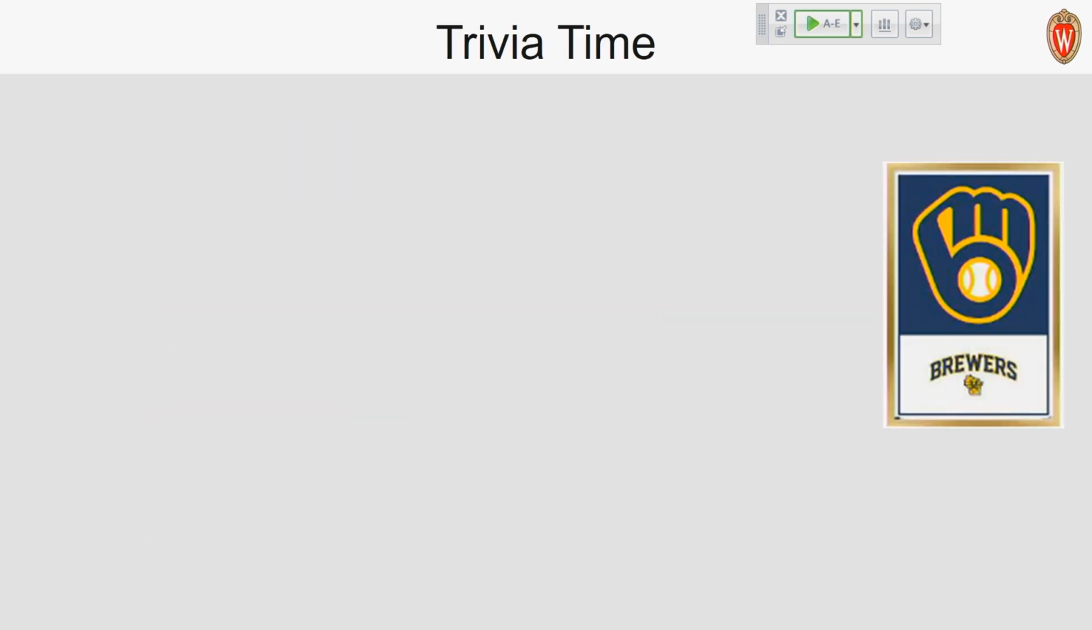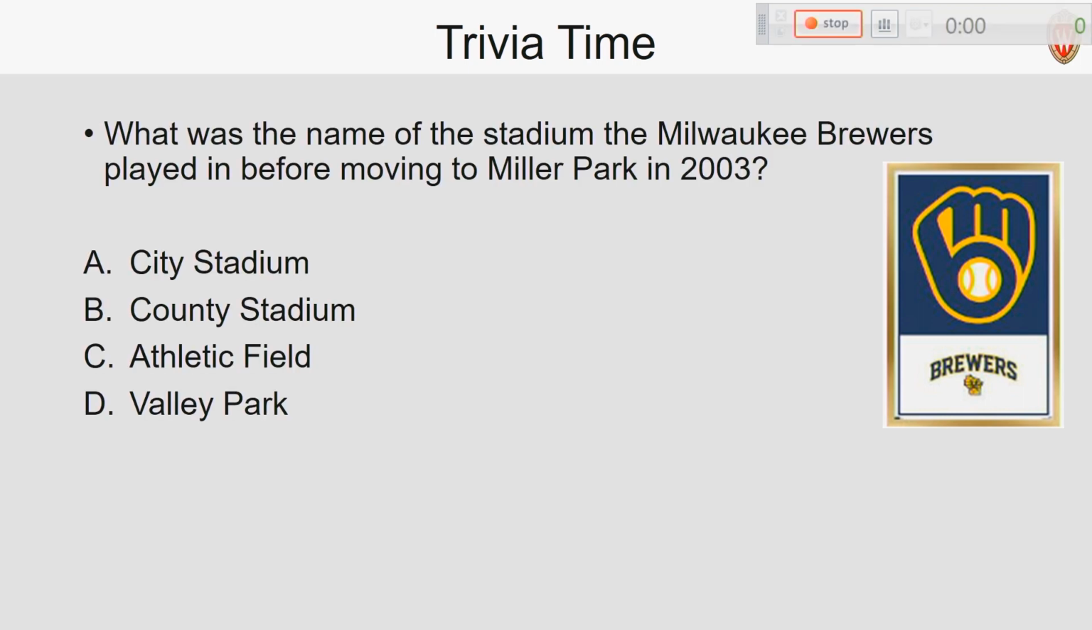All right, one last trivia time before I turn it back over to Tyler. Sorry, and it's more Brewers trivia. Did I stop it last time? I did. All right. Prior to moving to what was then called Miller Park in 2003, where did the Brewers play? City Stadium, County Stadium, Athletic Field, or Valley Park?